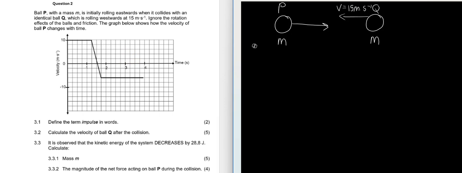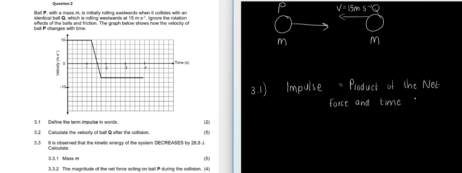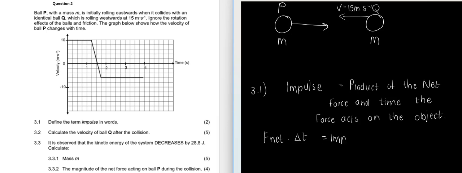Okay. So now let's first do 3.1. Define the term impulse in words. Can you remember what impulse is? Impulse is the product of the net force and the time the force acts on the object. Can you remember the formula of impulse? F net times delta t equals impulse.